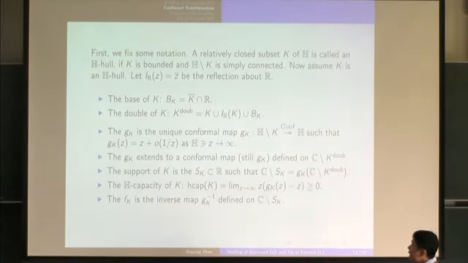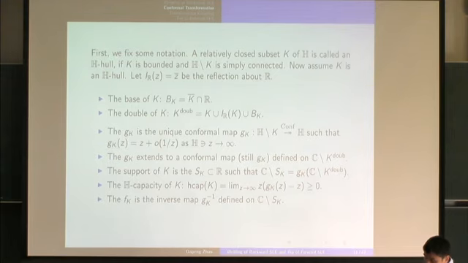The base of K is defined to be the intersection of the closure of K with the real line. The double of K is K union its reflection union the base. The g_K is the unique conformal map from H without K onto H that satisfies that normalization. The g_K then extends to a conformal map, still called g_K, defined on the compact plane without the double of K.